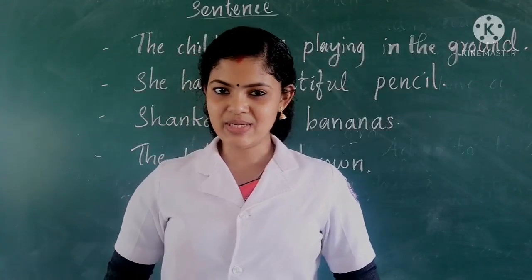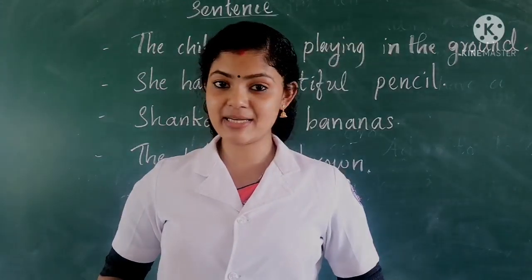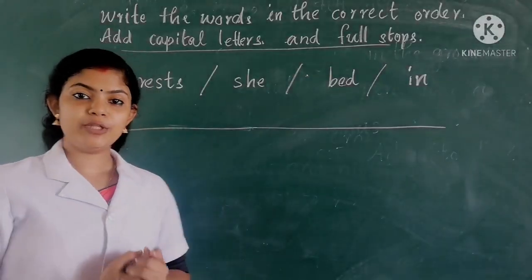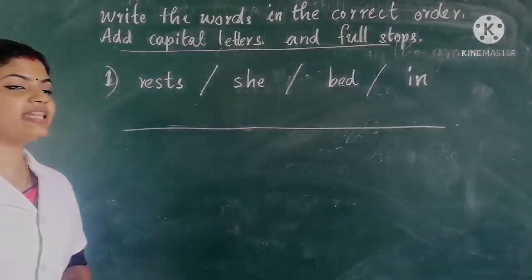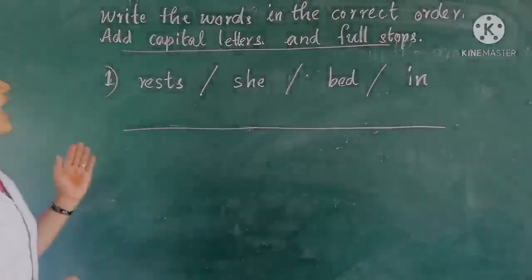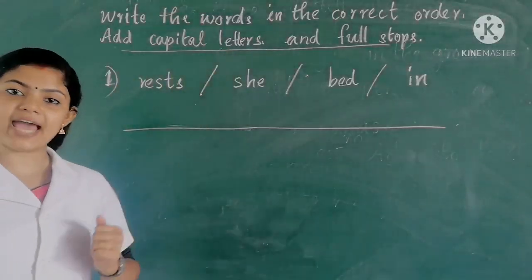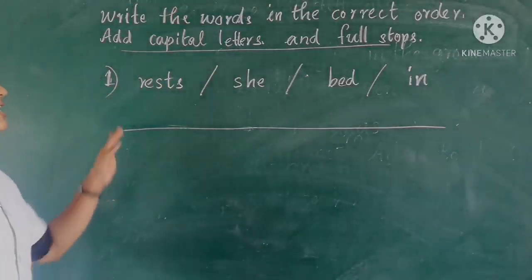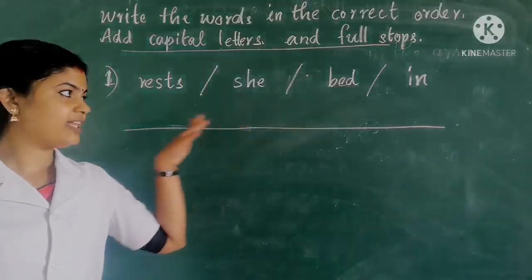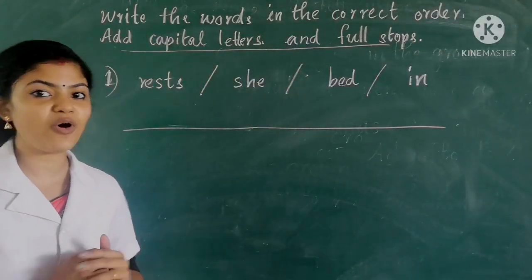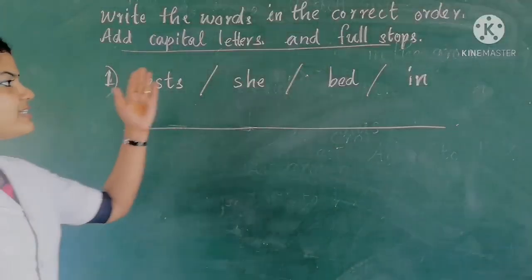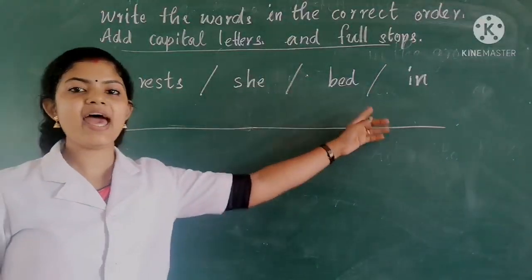Okay, now let's do some textual exercise, page number 70. On the board you can see the question, write the words in the correct order, add capital letters and full stops. Okay, so some words are given, they are not in correct order, so we have to find out the correct order. Rest, she, bed and in.